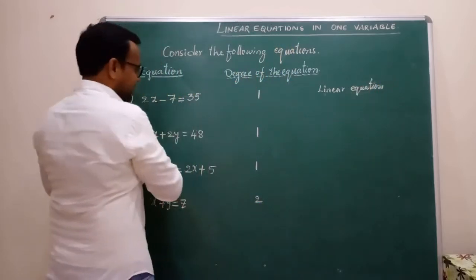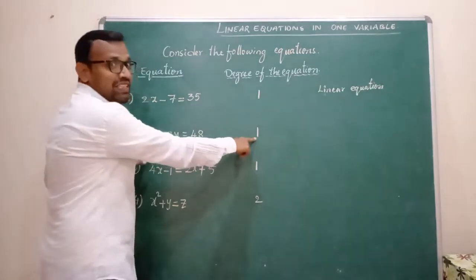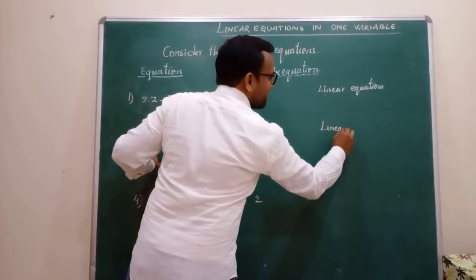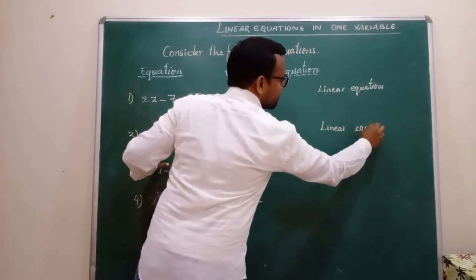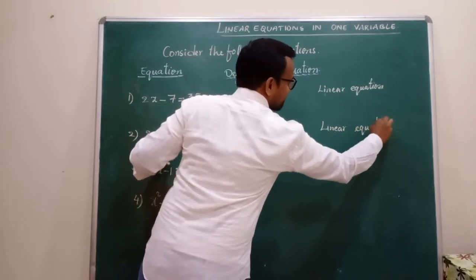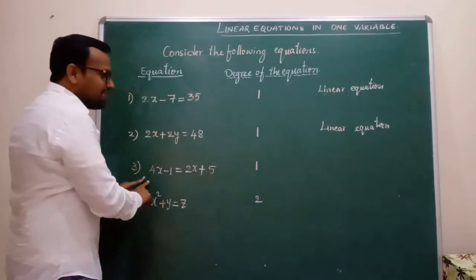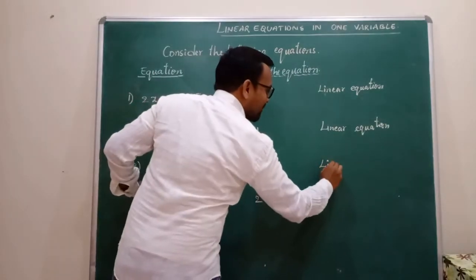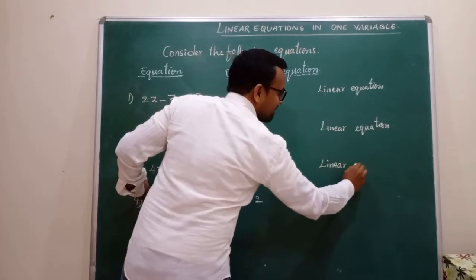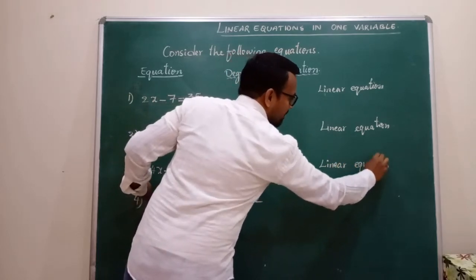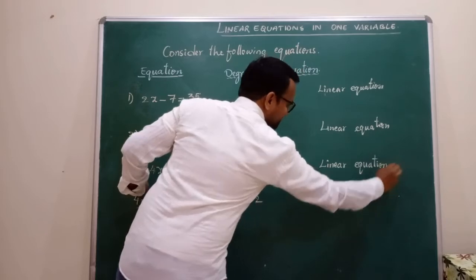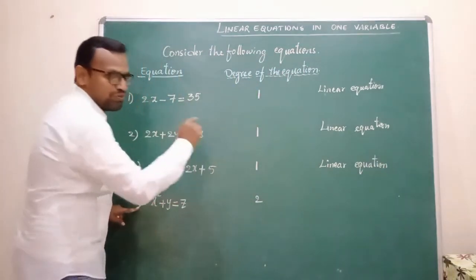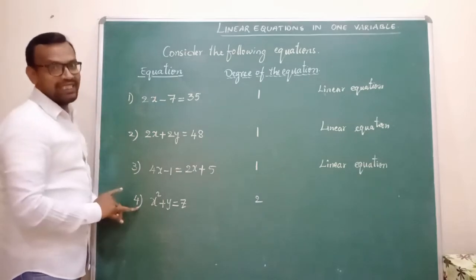Yes. Second one, the degree of the equation is also 1. So, it is also a linear equation. And the third equation's degree is also 1. So, this also becomes a linear equation. Now, the fourth equation's degree is 2. So, it is not a linear equation.